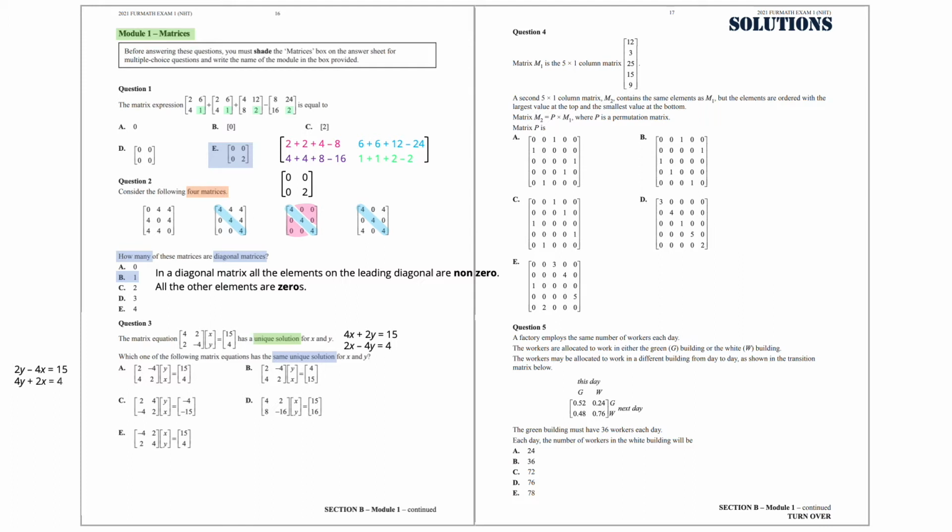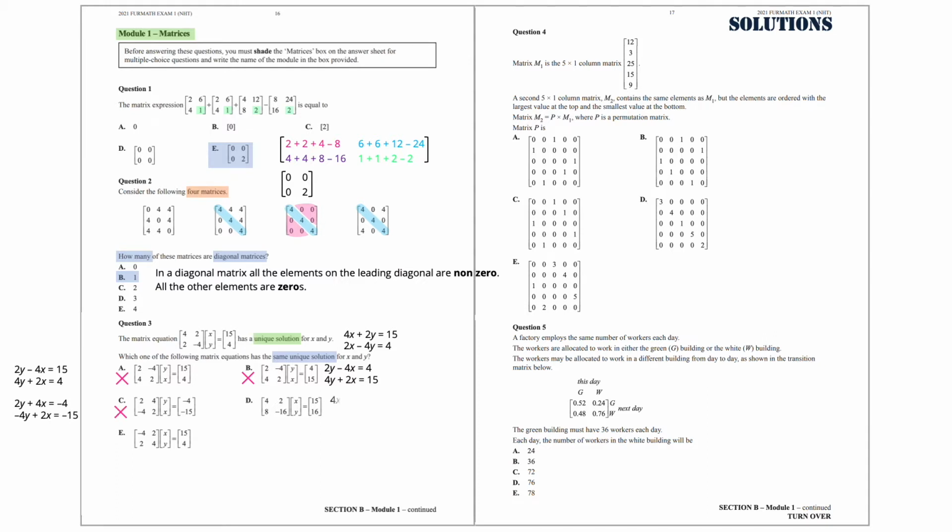We can cross out this option since these two equations are totally different from the ones given. We do the same for part B, and that is 2y minus 4x equals 4 and 4y plus 2x equals 15. So we can cross out this option as well. In option C, 2y plus 4x equals negative 4 and negative 4y plus 2x equals negative 15. We can cross out this option also.